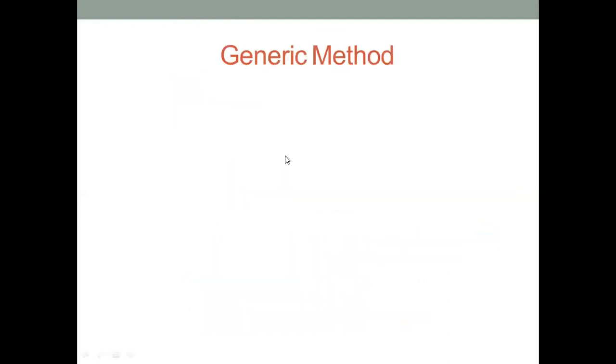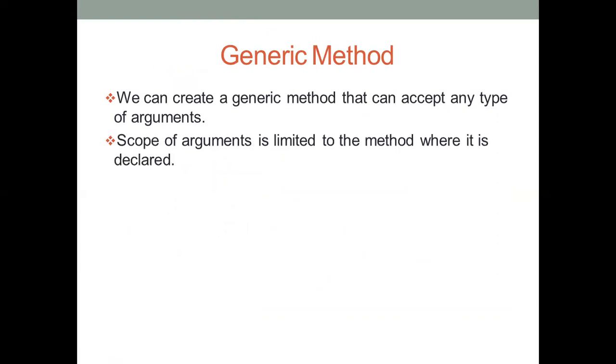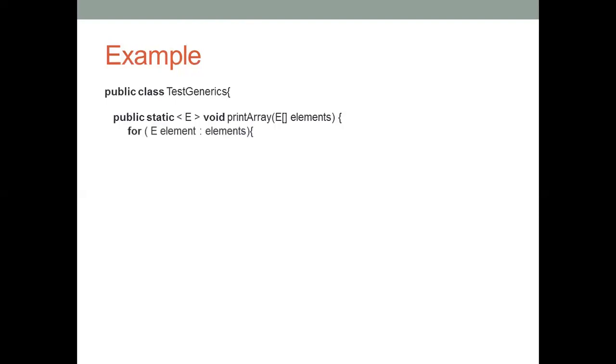Now go on to generic method. We can create a generic method that can accept any type of arguments. Scope of arguments is limited to the method where it is declared. And finally, a generic method will allow both static as well as non-static methods. Let's look at a simple example, where I'm going to print an array consisting of integers as well as an array consisting of characters.